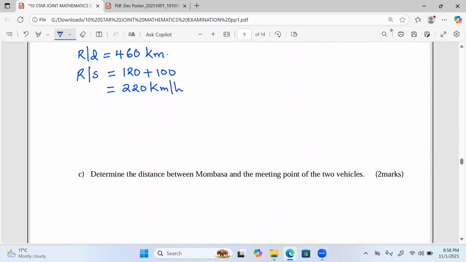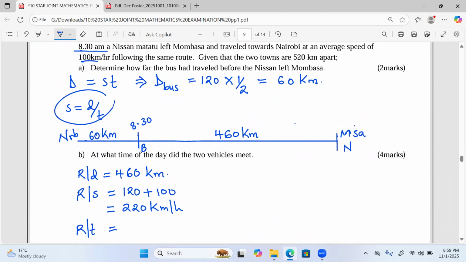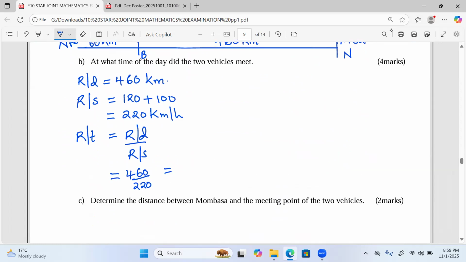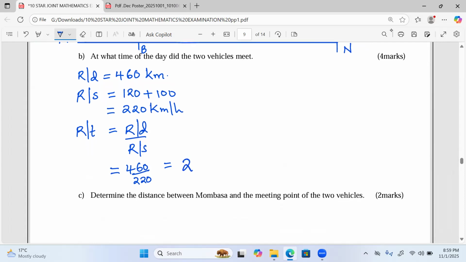So now we can talk about the time taken, which is now the relative time in this case. Generally, from the general formula here, time shall be given by distance over speed. So distance over speed, relative distance out of relative speed. So the distance of 460 is being covered at a common speed of 220. So let's check the time they'll need for the two to meet. So I divide 460 by 220. Now this gives me exactly 2 and 1 out of 11 hours.